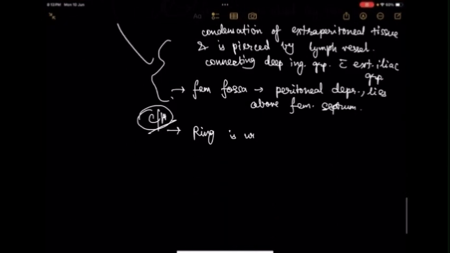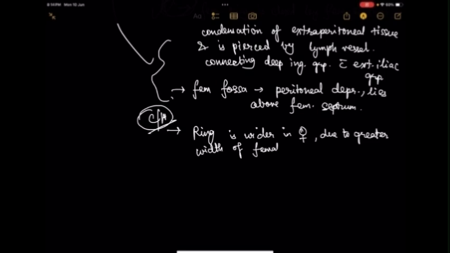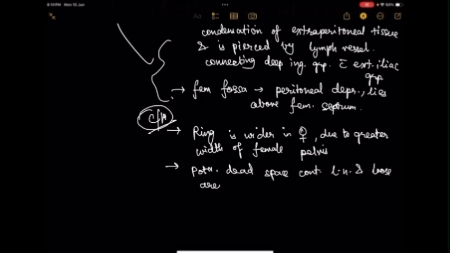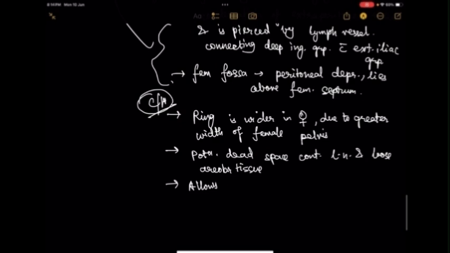The ring is wider in females due to the greater width of the female pelvis. Potential dead space contains lymph nodes and loose areolar tissue. Areolar or fibrofatty tissue. These are the contents of the space. What's its function? It allows the expansion of the femoral vein.